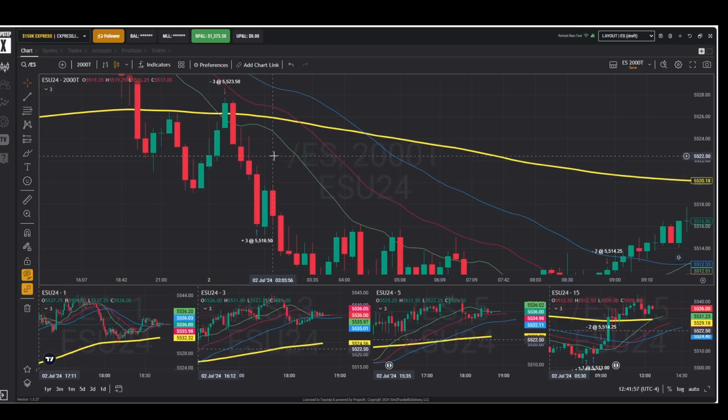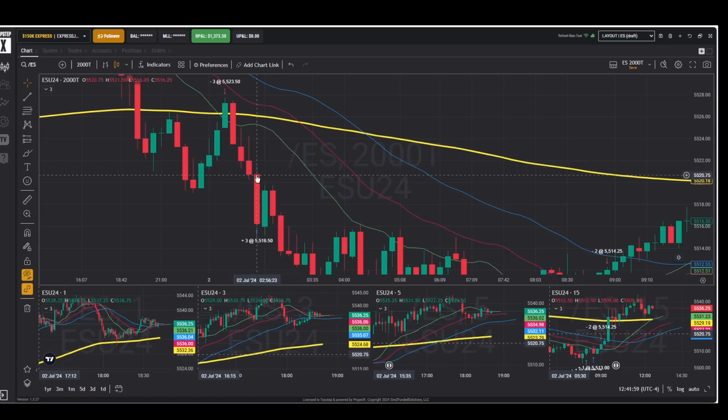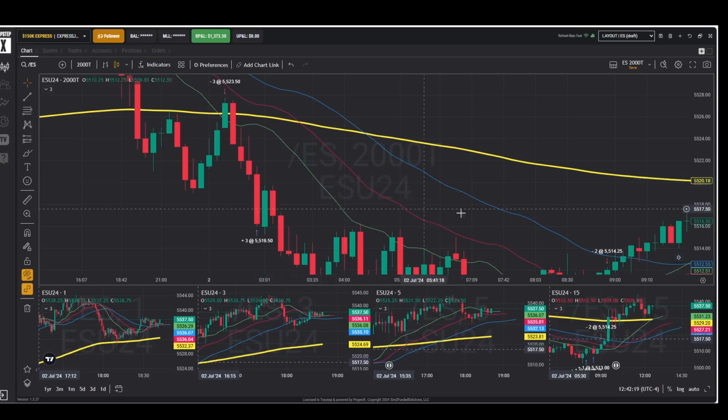I believe the London market, the London Stock Exchange, was opened, and it propelled the move down to my take profit, which was at 5516.50, which is a 7-point gain on ES, which is very nice. And with 3 contracts, that was a $1,050 gain.